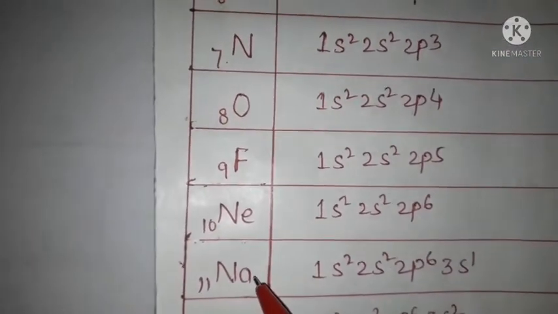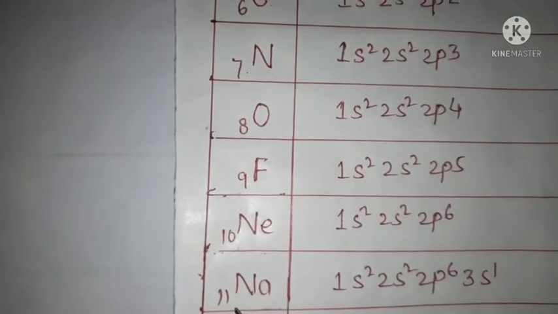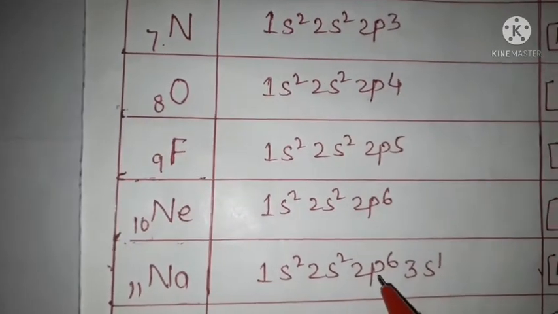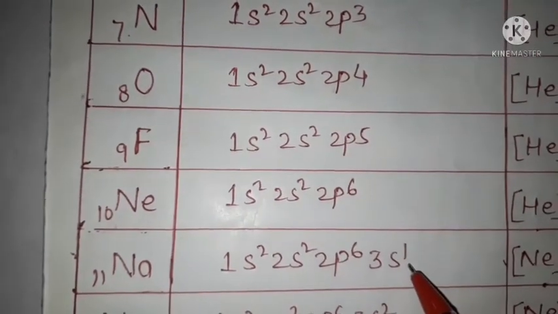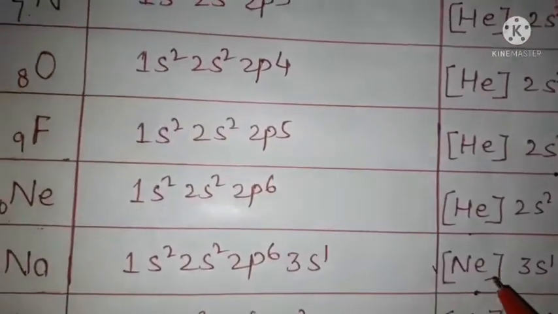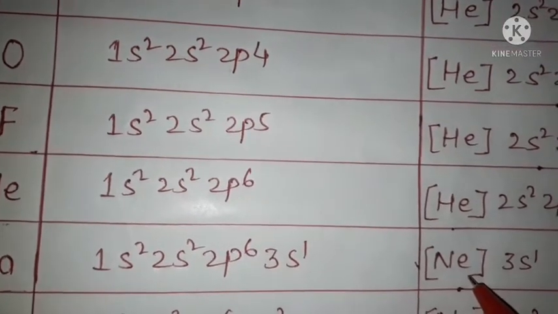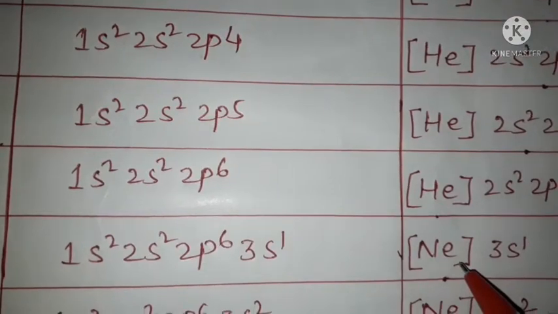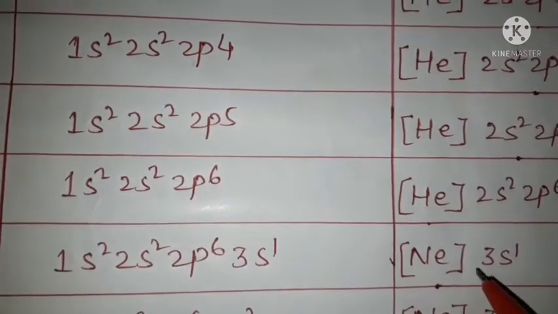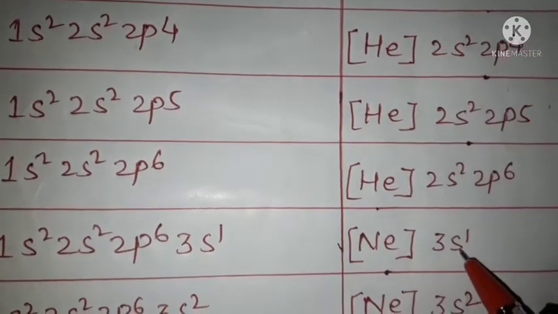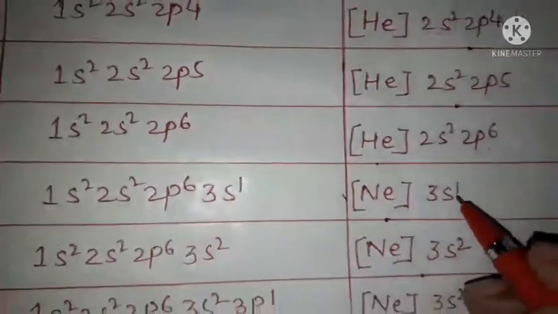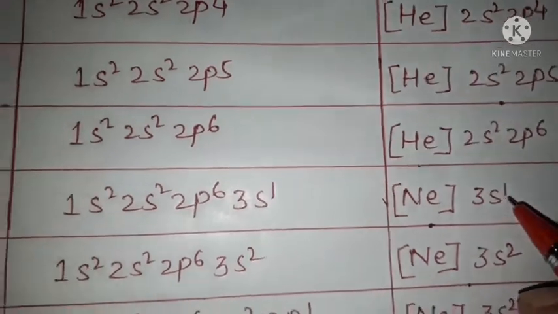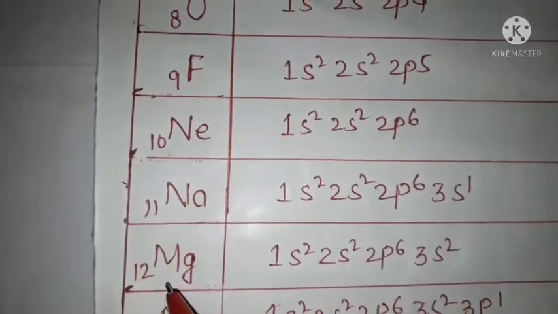Now next, sodium. Z of sodium is 11, so we write 1s2, 2s2, 2p6, 3s1. In short form, here neon is taken because it is equal to 10 electrons, so we write neon 3s1. It's a very short form. Now it saves time to write electronic configuration.